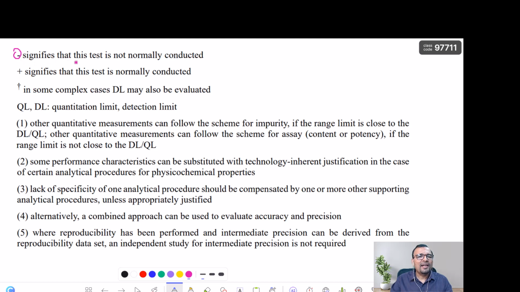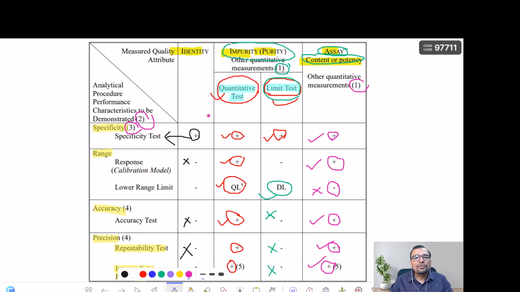The minus sign signifies that this test is not normally conducted, right? This test is not normally conducted. So you need not conduct this test procedure. It is not mandatory or something which is recommended by the ICH. But having said that, there are certain parameters which you may have to think of.